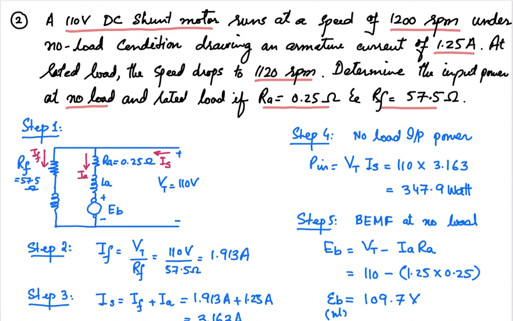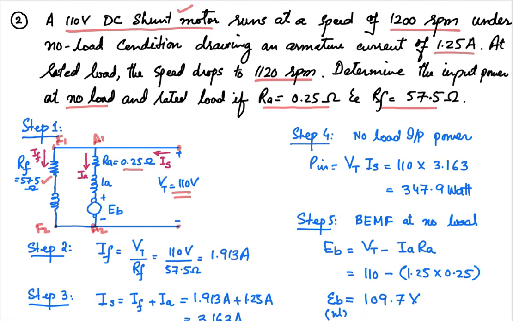57.5 ohm. Again, the first step is to draw the equivalent circuit of the shunt motor. Let's suppose F1 and F2 are the terminals of the field winding, and these are the terminals of the armature winding. They are connected in parallel. The machine in which these two are connected in parallel is called the shunt machine or the self-excited machine, and the supply voltage is 110 volt. The armature resistance is 0.25 ohm and the field resistance is 57.5 ohm, and we need to determine the input power at no load and rated load condition.